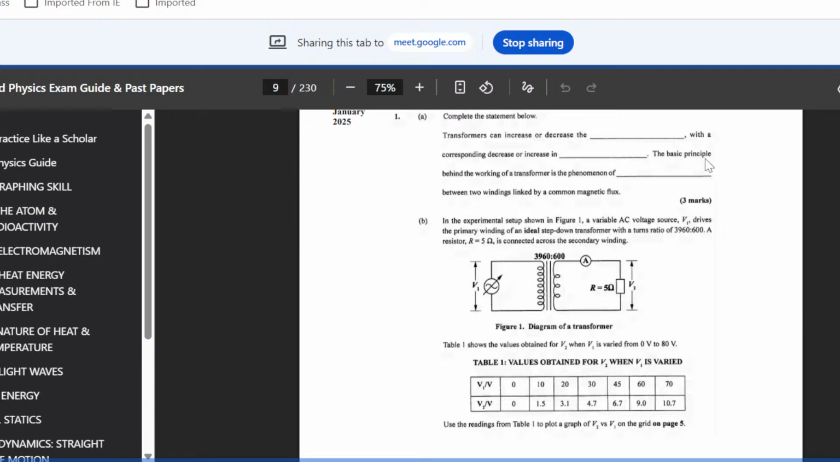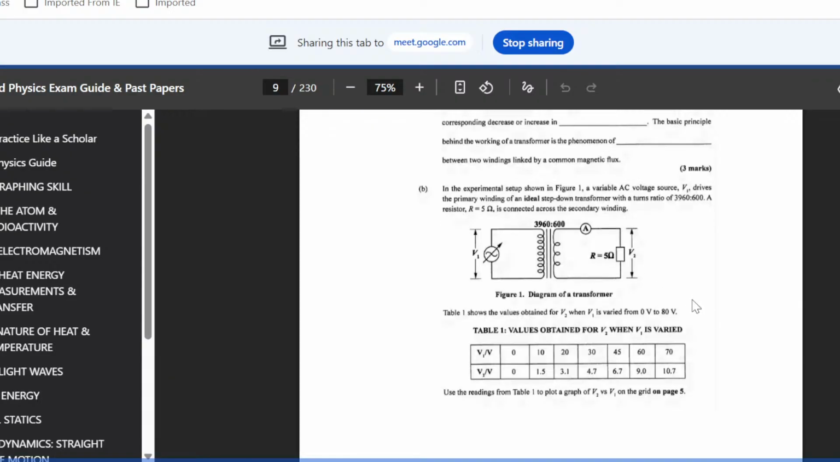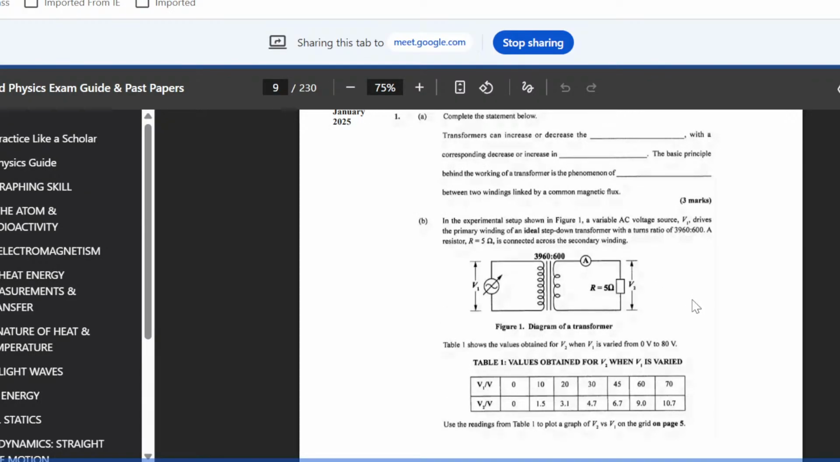And then the basic principle behind the working of a transformer is the phenomenon of the, what's the principle? So, conservation of energy.